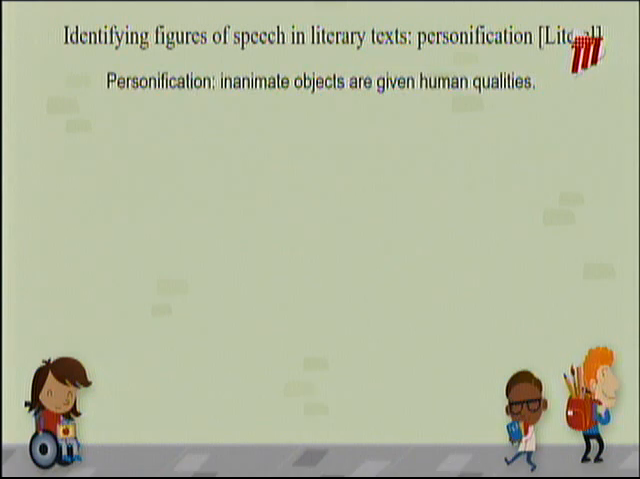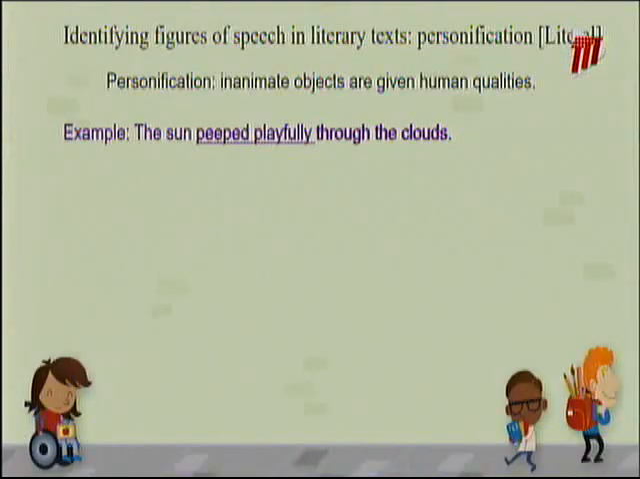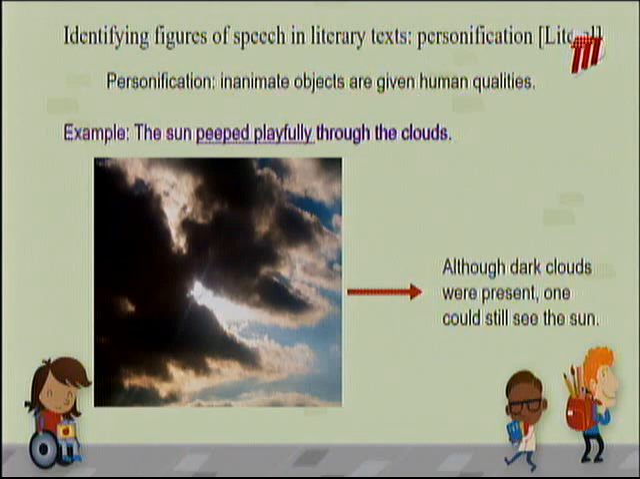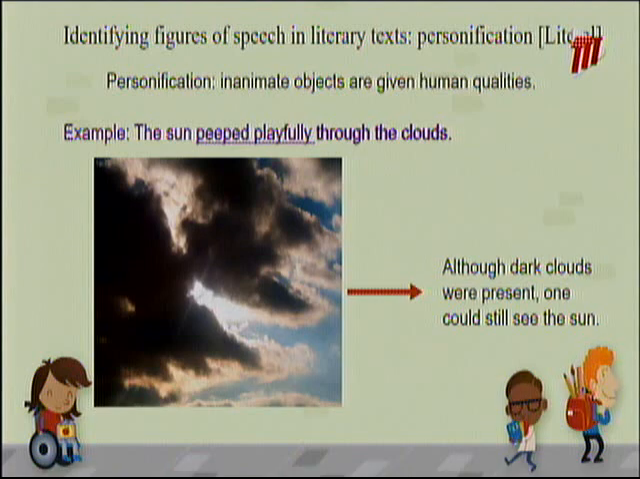Let's look at another example. Remember, a personification is when inanimate objects are given human qualities. The sun peeped playfully through the clouds. The sun peeped playfully tells us that the sun was playing a game of some sort with the clouds. Although the dark clouds were present, one could still see the sun, similar to when you are playing peekaboo with a baby. Because the sun is given the ability to peep, this literary device is considered to be a personification. Here, the sun is given human-like qualities.